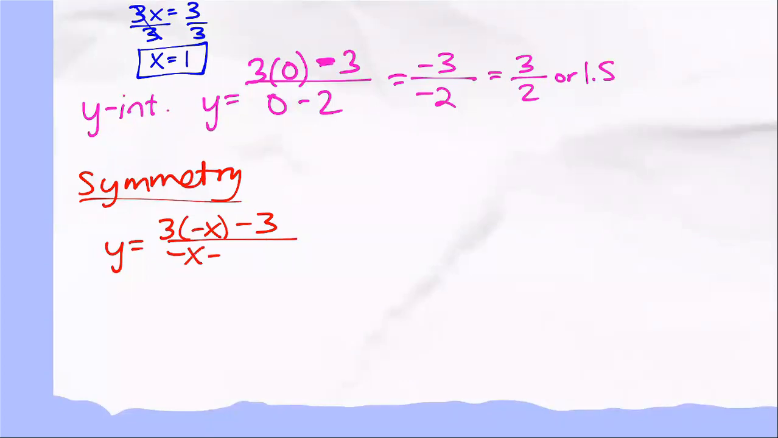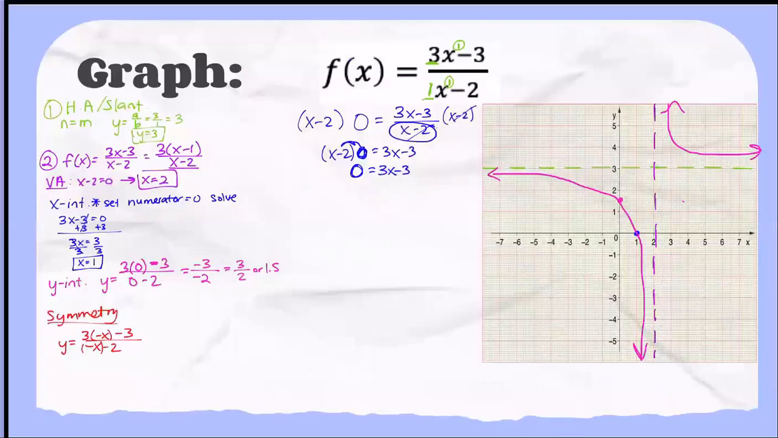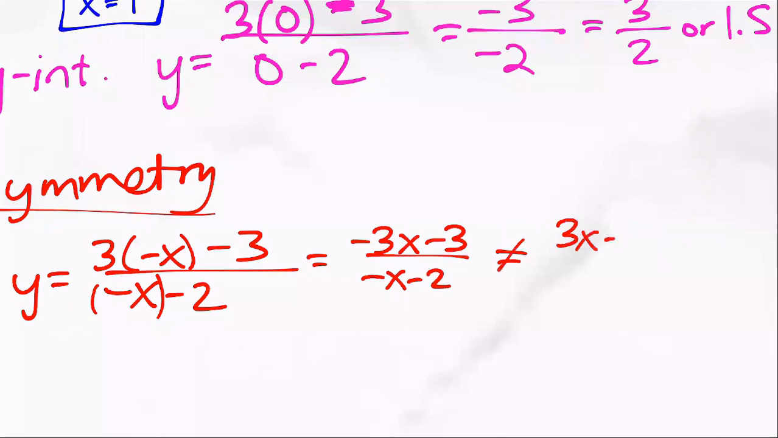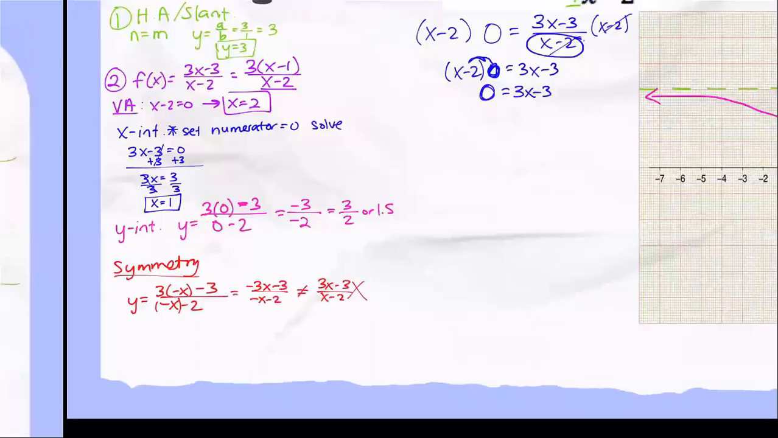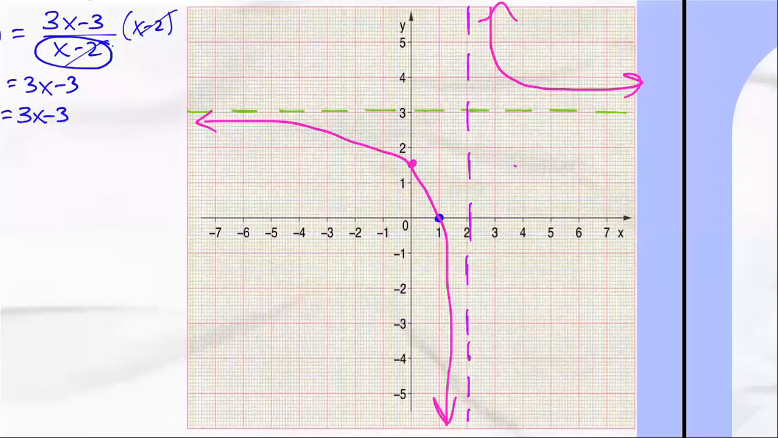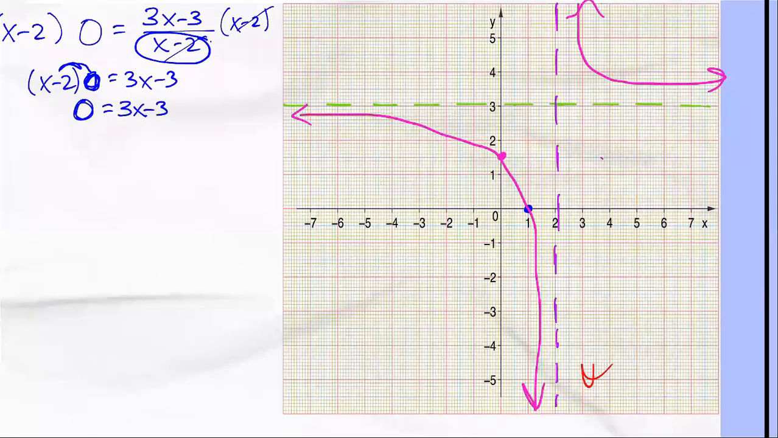That'd be negative x minus 2. So it gives me negative 3x minus 3 over negative x minus 2. But this is not the same thing. This is not an equivalent expression to what I had before. So it does not have symmetry across the y. So that means it would not look like this, right? So we're good.